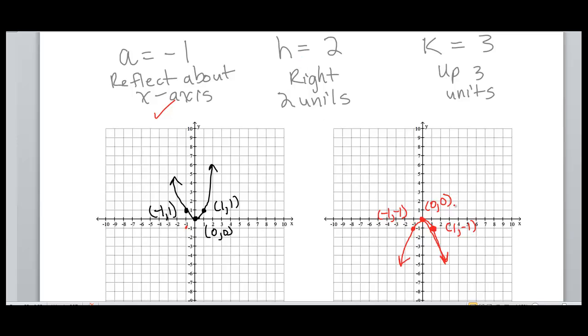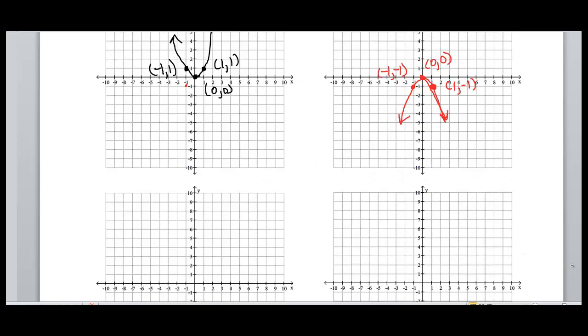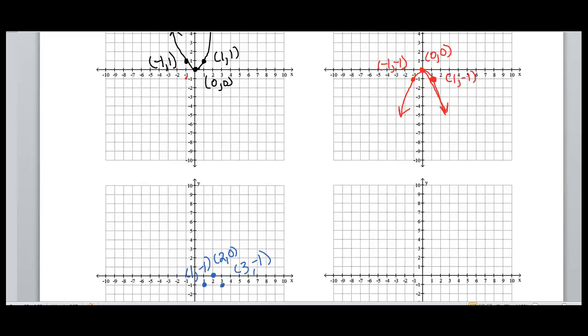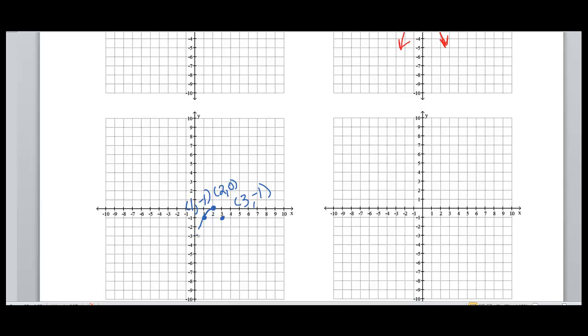Now I'm going to move everything to the right 2 units. Two units to the right, -1 is going to become 1, so the point (1, -1), which we already have there. The point (0, 0) is going to become the point (2, 0). And the point (-1, -1) is going to become the point (3, -1). And so I have a graph that'll look something similar to this right here.